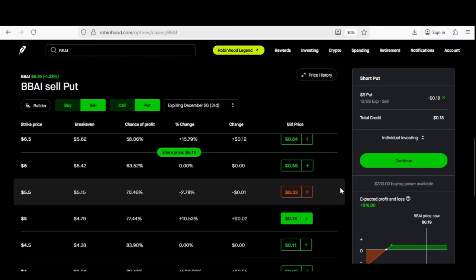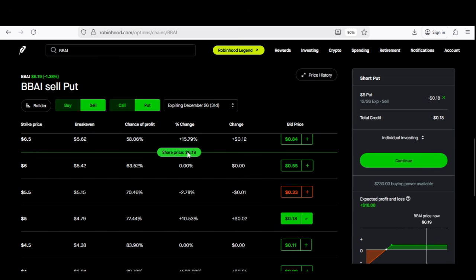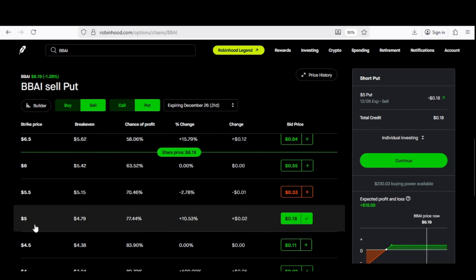Here's another thing that makes this a win-win option strategy. Here's another win. If you are assigned, or if this trade does go against you, then what you've actually done is gotten these shares that were trading for $6 at a much lesser price. Your new average cost is not going to be the $5 that you paid per share.